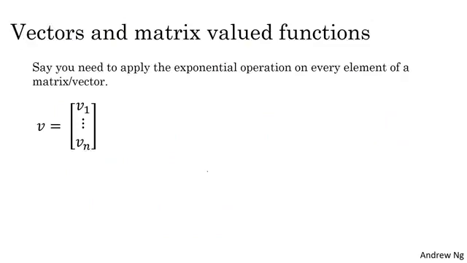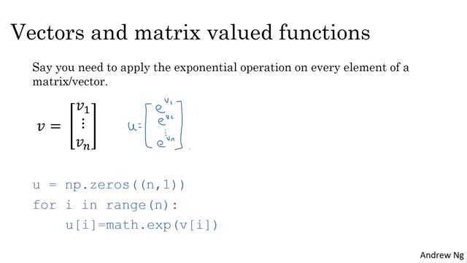Vectors and matrix valued functions. Let's say you already have a vector v in memory and you want to apply the exponential operation on every element of this vector v. So you compute u equals a vector that's e to the v1, e to the v2, and so on down to e to the vn. The non-vectorized implementation would be that first you initialize u to a vector of zeros, and then you have a for loop that computes the elements one at a time.